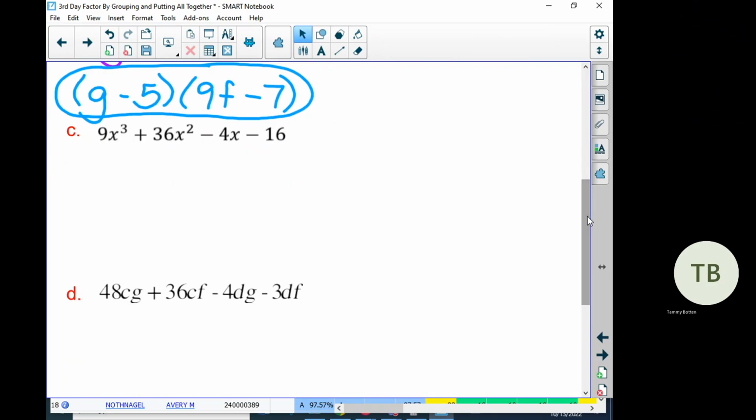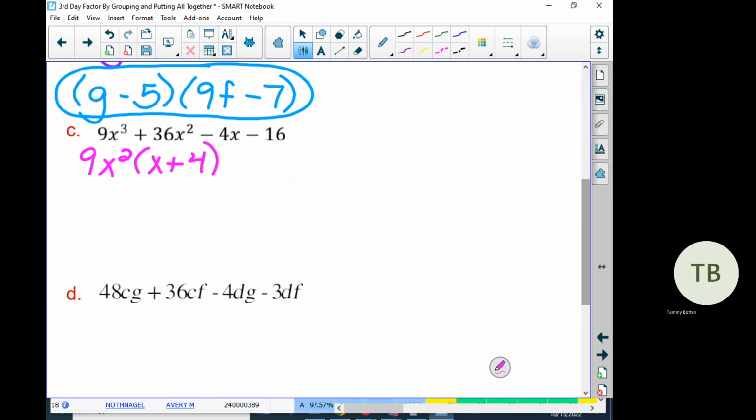Now, if we look at this next one here, you're looking at what goes into 9 and 36. Well, 9 goes into both of those. And you have an X to the third and an X to the second. And you can take the smaller of those two out front. Okay, so I'm going to take out an X squared. Then I look at 9X squared times what gives me 9X to the third. That's X. And then 9X squared times what gives me 36X squared. You guys get that that would be 4.